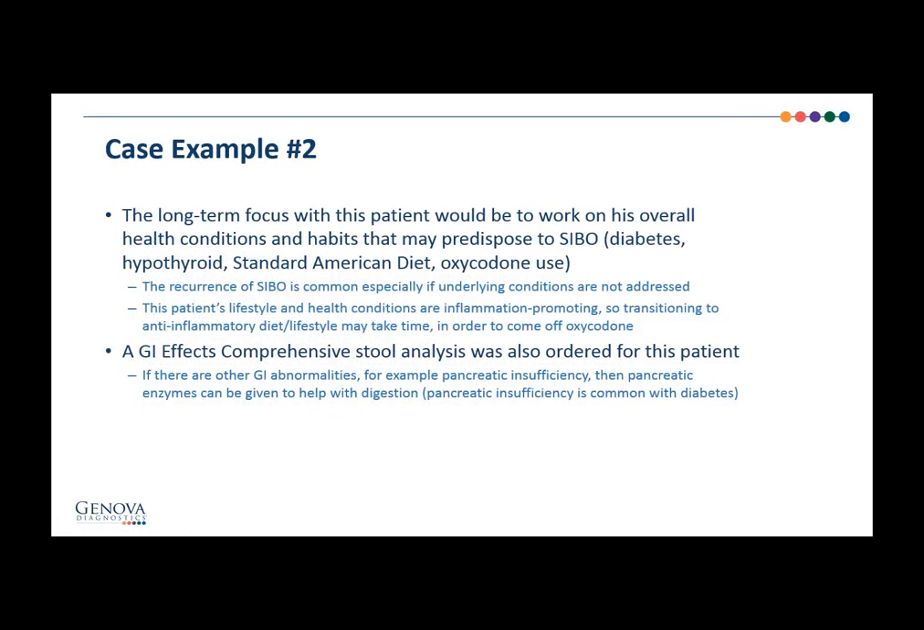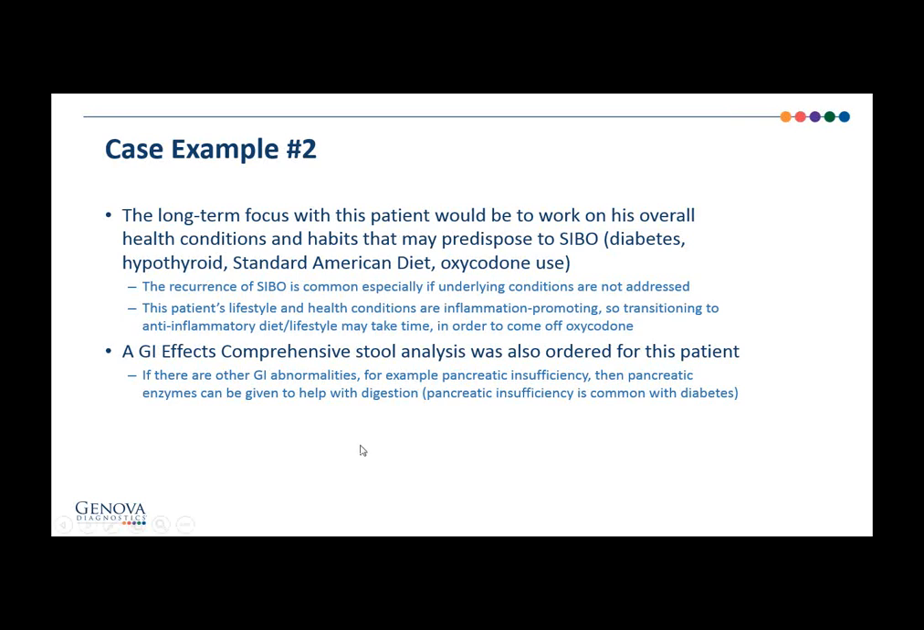And the long-term focus with this patient is really going to work on his overall health conditions and habits that may predispose to SIBO. So addressing his diabetes, his hypothyroidism, his standard American diet, and his oxycodone use. The recurrence of SIBO is common, especially if the underlying conditions are not addressed. And this patient's lifestyle and health conditions are inflammation promoting. So transitioning to an anti-inflammatory diet and lifestyle may take time if they were thinking about pulling him off that oxycodone prescription. So it may not be an overnight experience.